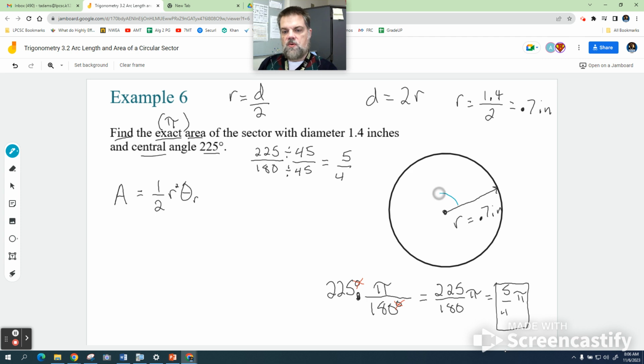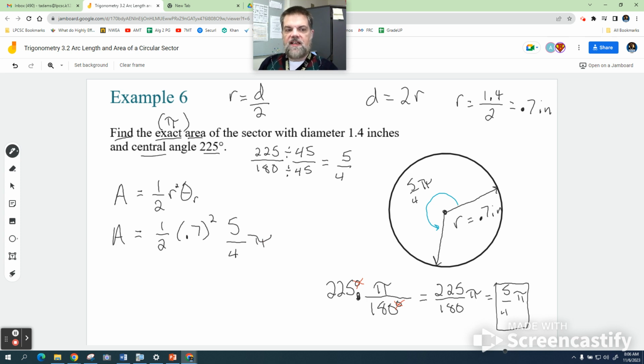So I'm rotating around. It's a little bit more than a straight line. In fact, it's 45 degrees more than 180 degrees. 5 over 4 pi. So now we plug it in. I say that the area is equal to 1/2 times the radius squared, which is 0.7 squared, times 5 over 4 pi.